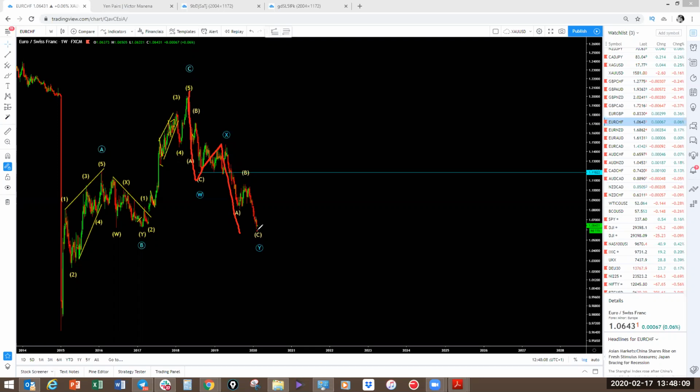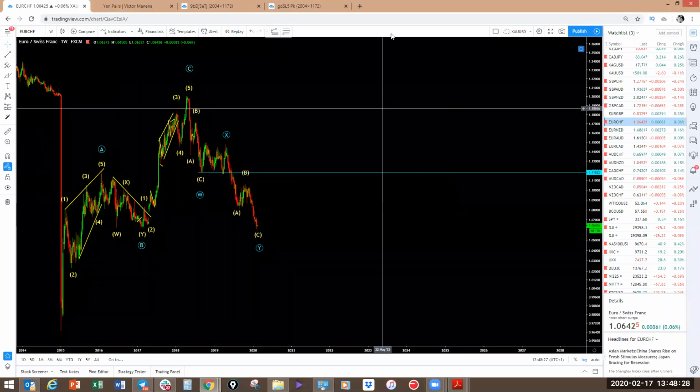So now we're looking for this one to have made the blue box that is equal legs of these two. Okay, so that's what we're going to be looking at. So we're going to look only for upside once we've got this move and a corrective structure in the lower degree. Okay, so that is Euro Chief.